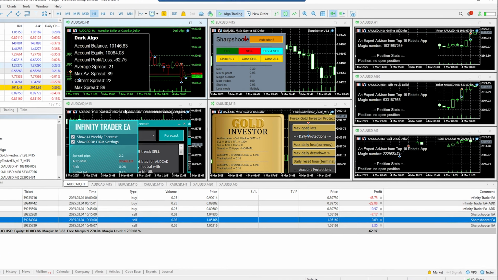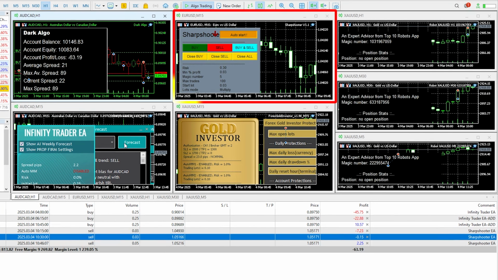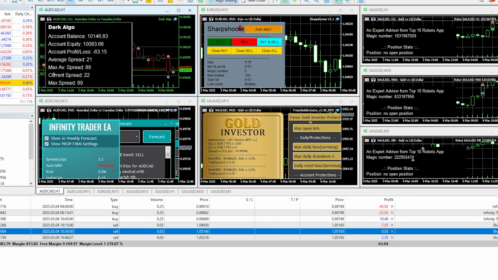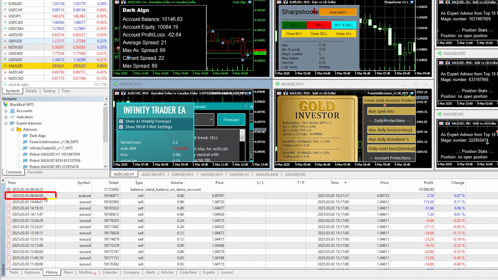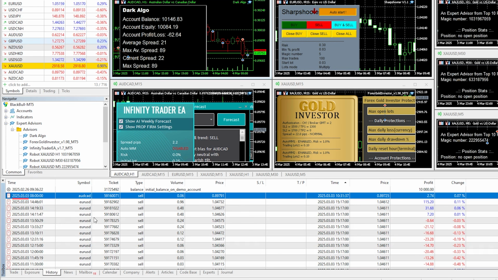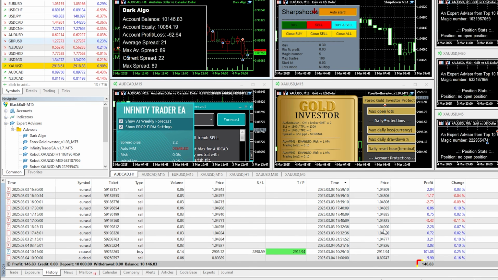All right, guys, let's come back to the VPS. And here we have all of the accounts. What you can see is I've got the Dark Algo, the Sharpshooter, Infinity Gold Investor, and then the 3 gold robots here. Now, I basically started trading on this account yesterday. If we look at the history, you'll see that I started trading on the 3rd, and today is the 4th. And this account has already got a profit of $146. So we're about 1.5% up already.